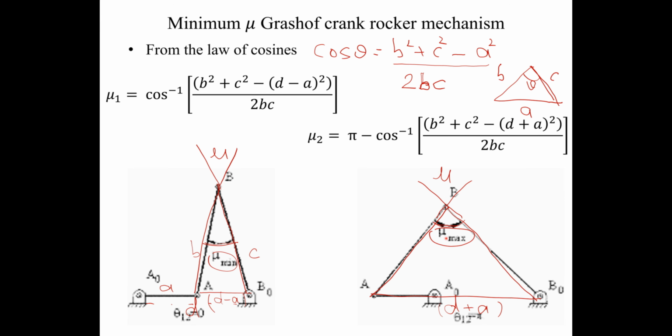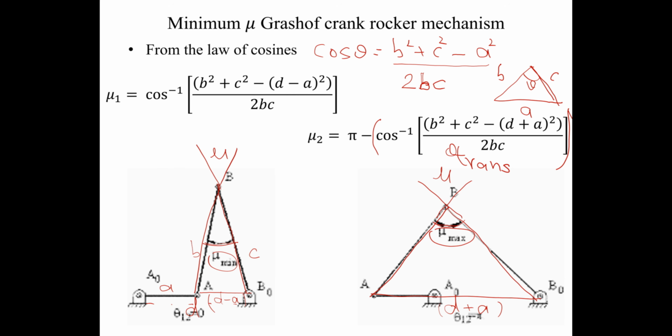On the right side, the law of cosines is again this one. We assume that in the extended position this angle will be greater than 90 degrees, so if the angle comes out to be more than 90 degrees, we subtract this value from 180, because we already know that mu has to be less than or equal to 90 degrees. So from here to here, this is our transmission angle.